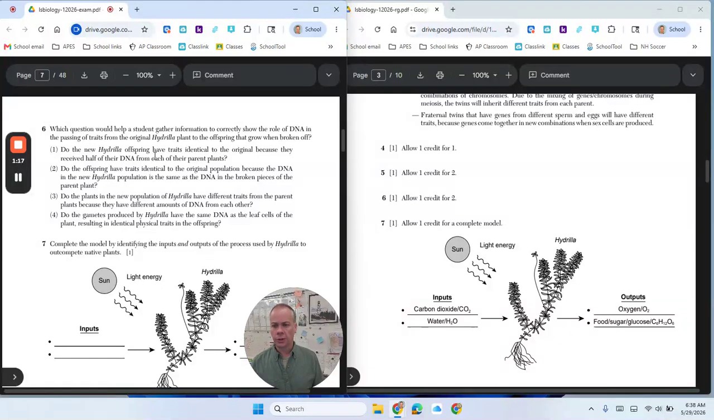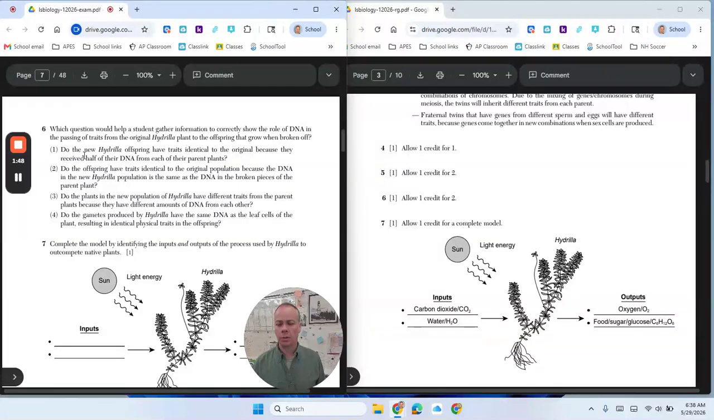So when we look at the choices, what you're going to find in some of these multiple choice questions is there's something wrong with all but one. If we break down these 4 choices, do the new hydrilla offspring have traits identical to the original because they received half of their DNA from each of the parent plants? That's not correct for asexual reproduction. This isn't sexual reproduction where you have the combining of gametes. This is just a piece of the plant breaking off and growing into a new plant. So there's no mixing of genes, no mixing of traits. That's what makes number 1 wrong.